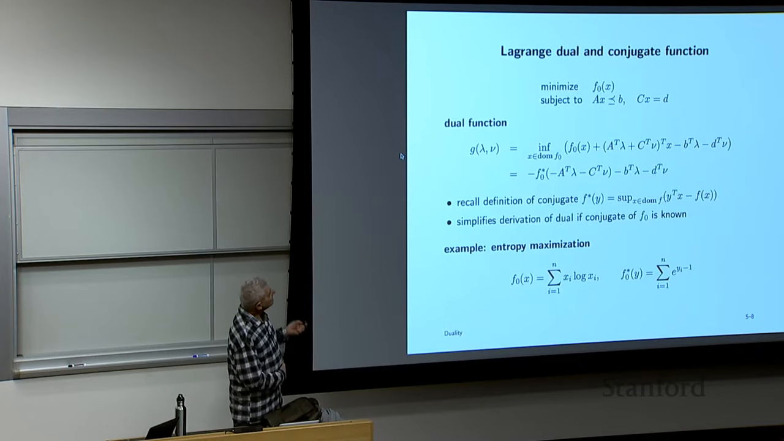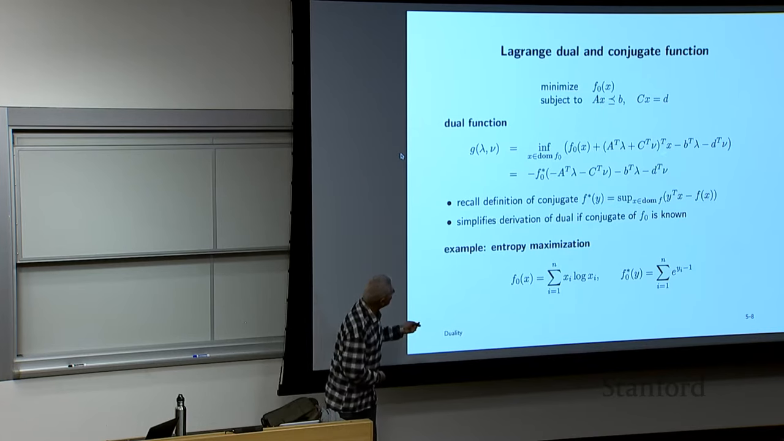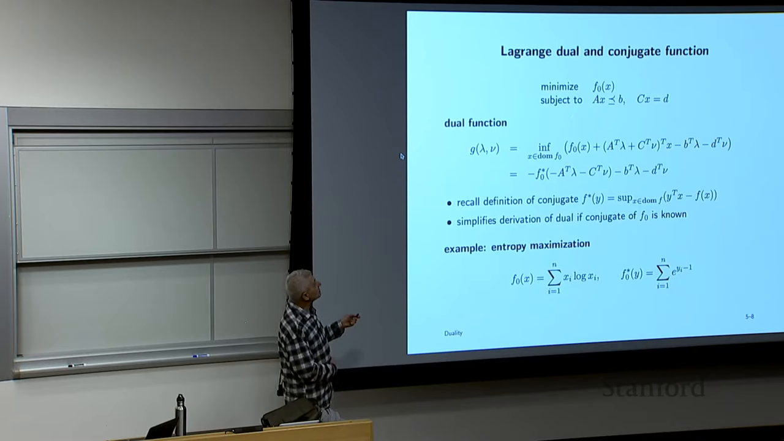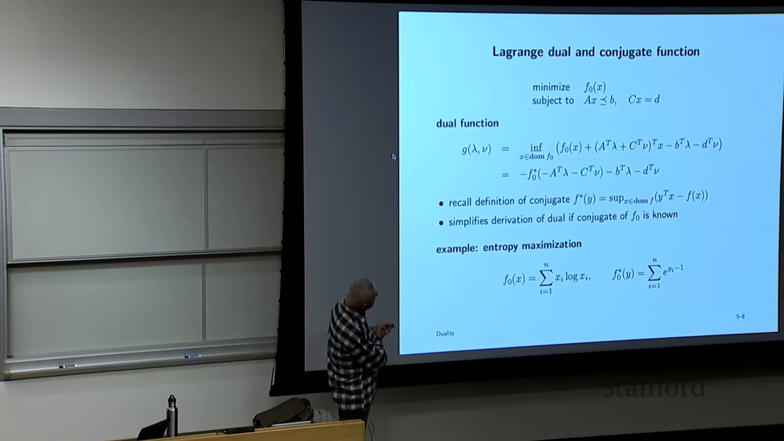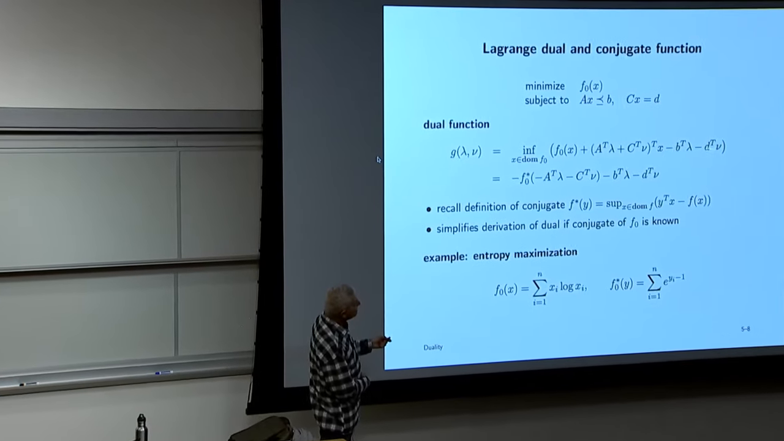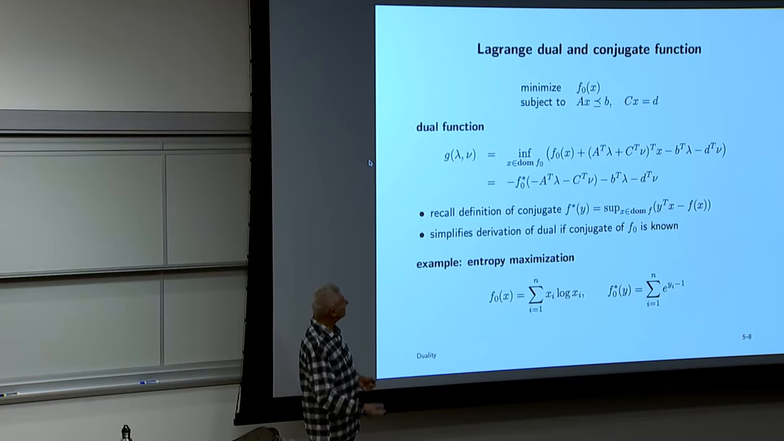So if you work out the dual function, the Lagrangian is f0 of x plus lambda transpose (Ax minus b), and then plus nu transpose (Cx minus d). You write it this way, and then we have to minimize over x. A lot of stuff is floating around here, but here's what you see. These terms don't depend on x at all, so we don't care. They pop out of the infimum.